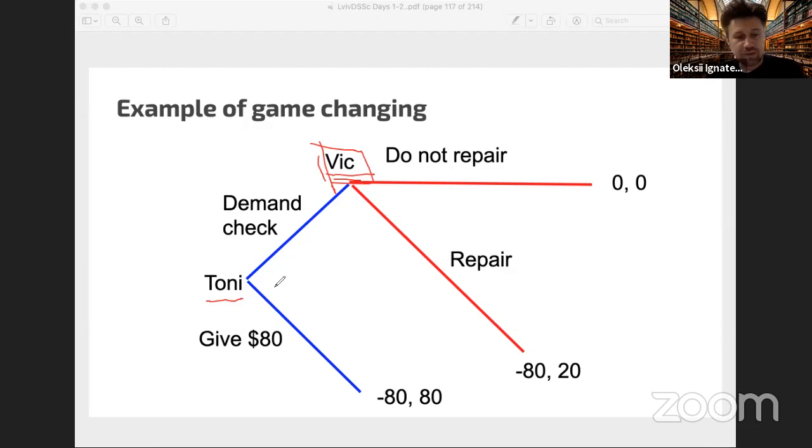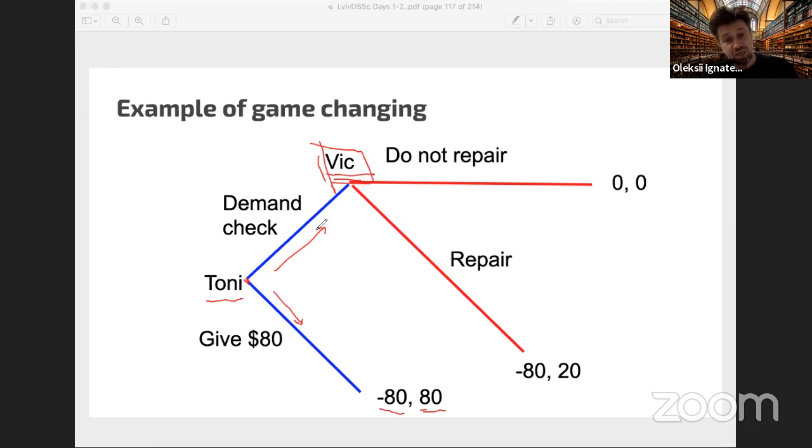They want to settle it between them. Okay, so this guy Tony has two options. He can demand a check, because he has strong suspicions that if he gives money for this, because the car is not very new, then no repair will be made, and this guy just puts this money in the pocket, so he just loses $80.